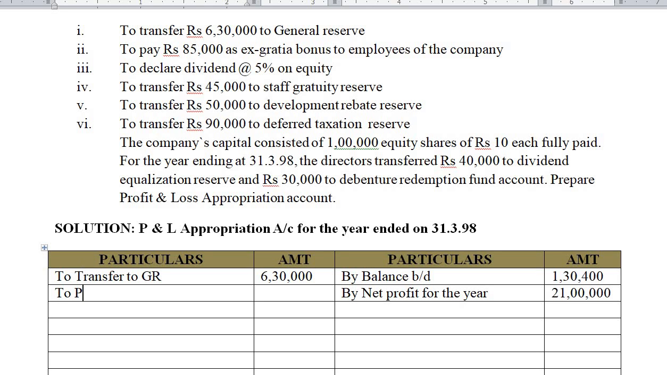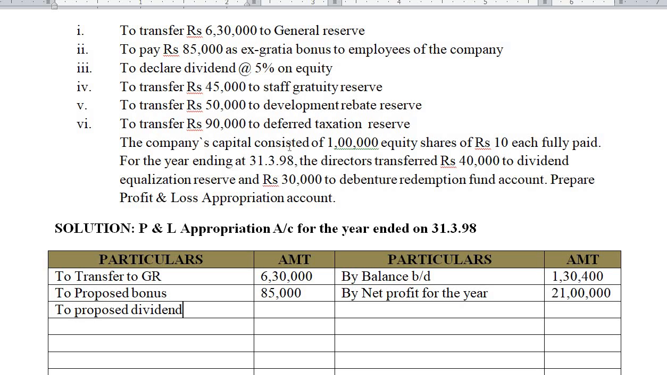And to proposed bonus. See, 85,000 is the ex gratia bonus, which is treated as proposed bonus. Transferred that. Next item, third item, is dividend. So you're going to give the proposed dividend.